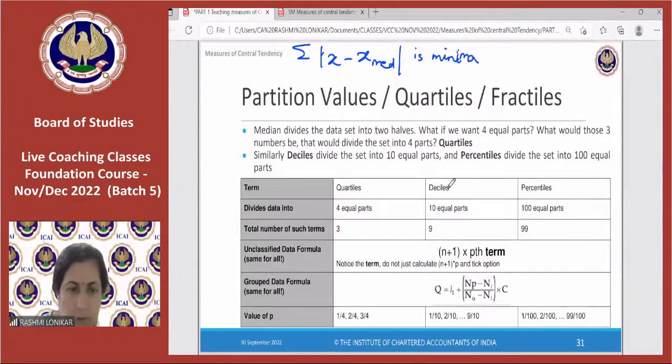Now we will try to understand what are partition values or quartiles and fractiles.